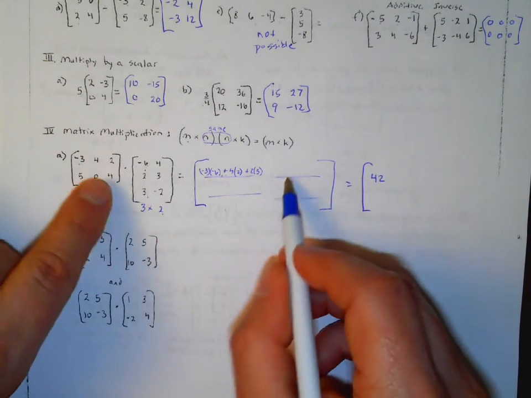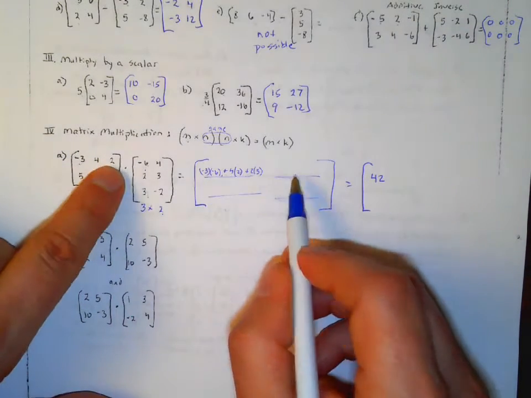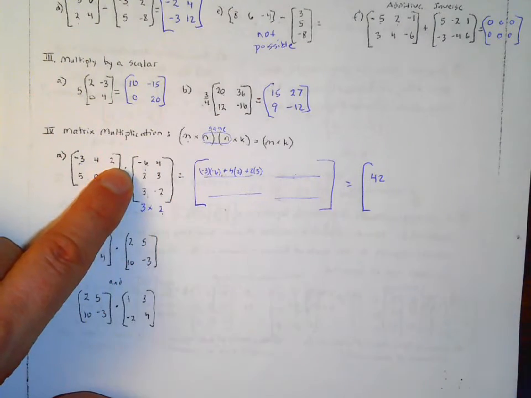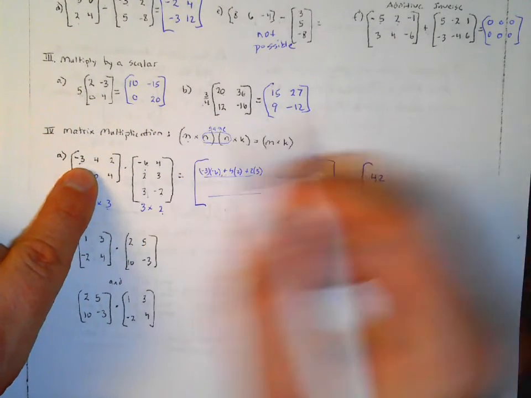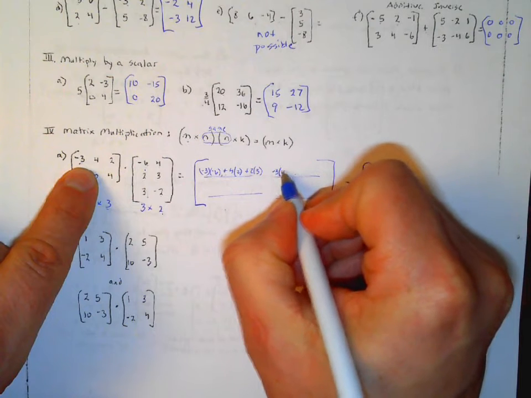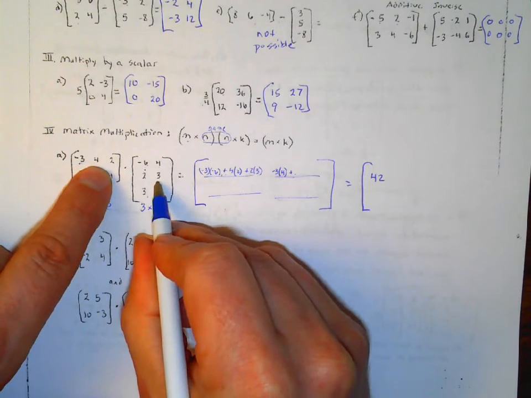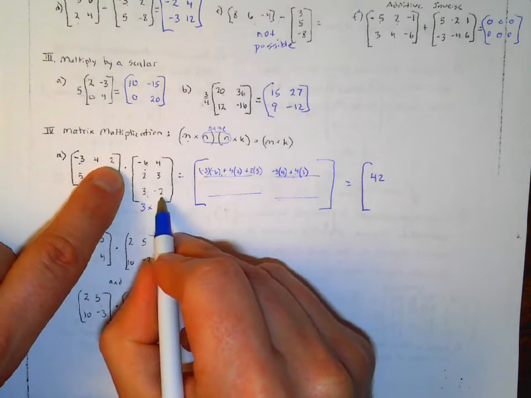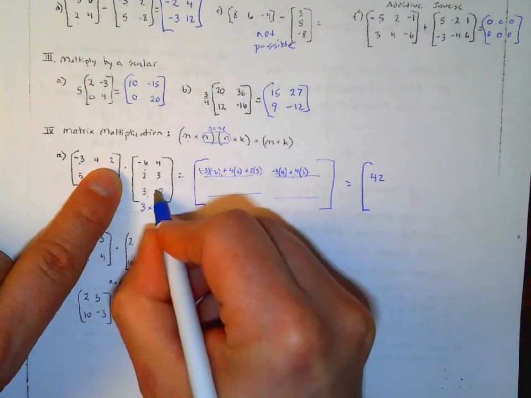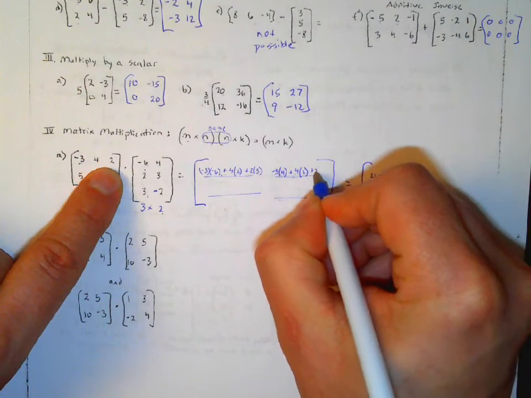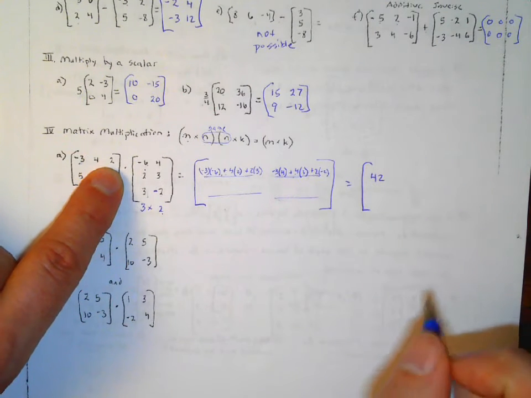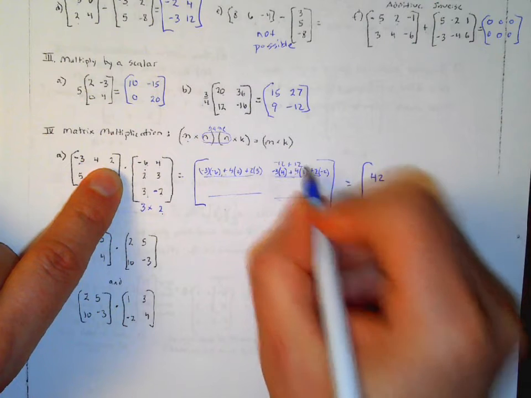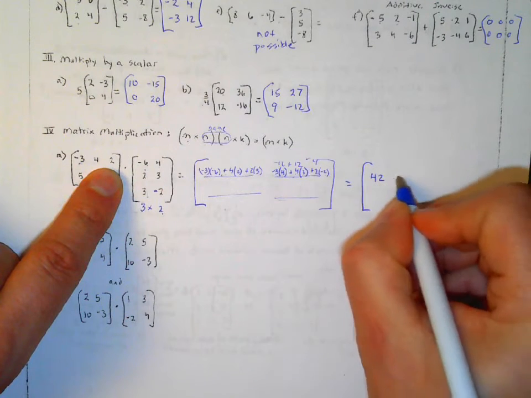Okay, this one here is in the first row, second column. I'm going to do first row in the second column here. So I'm going to take negative 3 times 4, then 4 times 3, and then 2 times negative 2. Okay, so I got negative 12 plus 12 minus 4 would be negative 4.